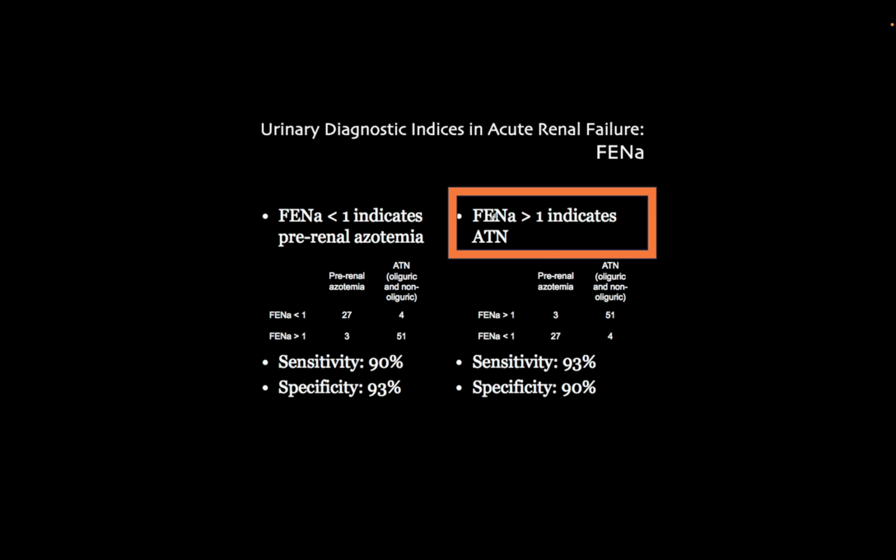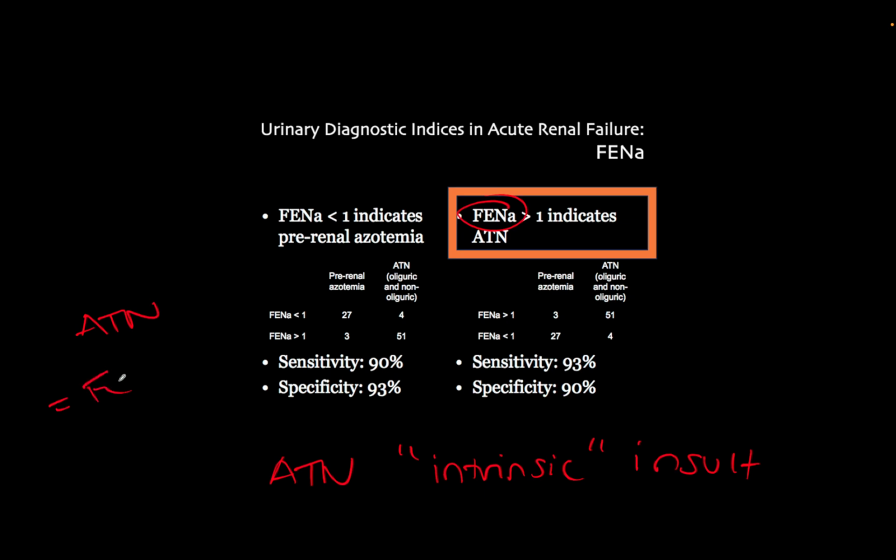One thing to note is that because ATN is an intrinsic insult, that compromises the ability of the tubule to reabsorb salt. And so a value we care about is called FeNa. When you see ATN, I want you to think FeNa greater than 2. And why that's important is, let's say someone has a pre-renal AKI from hypotension. That is not going to cause acute tubular necrosis until it gets worse. And that's the big idea here.